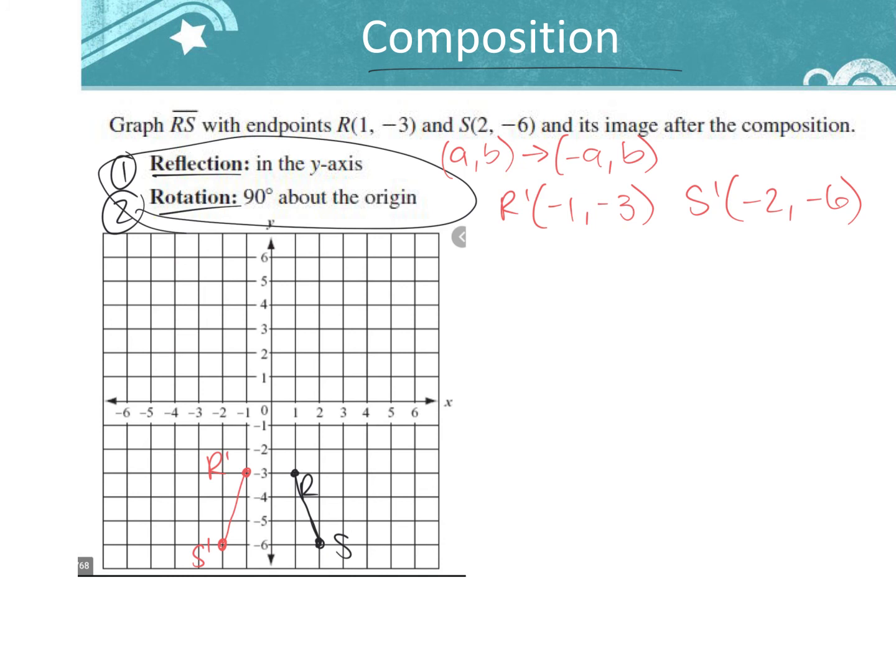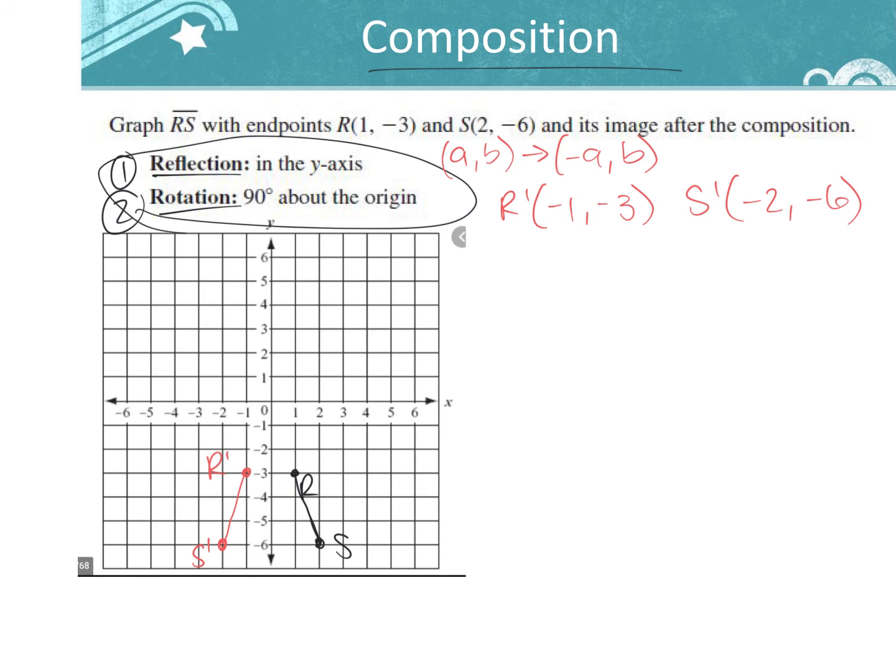Visualize it. If this is my mirror, are R prime and S prime the mirror image of R and S? Yes. Okay? You need to be able to visualize it. Do you see the difference, Benji? Yeah. Being able to visualize it is a good check for you.